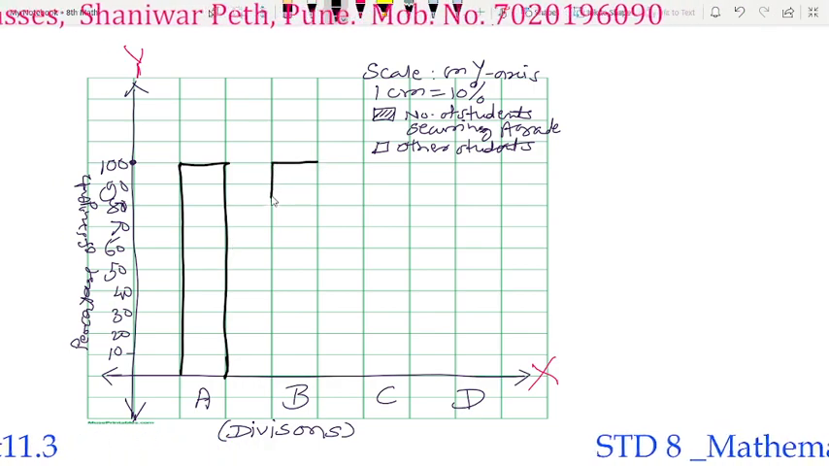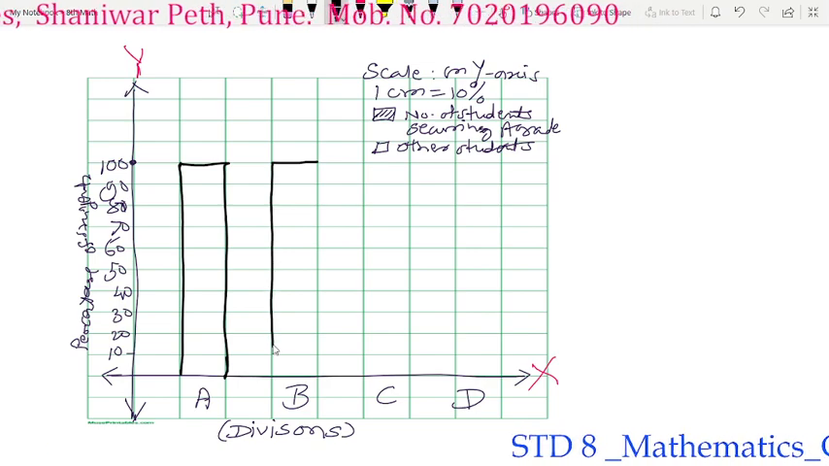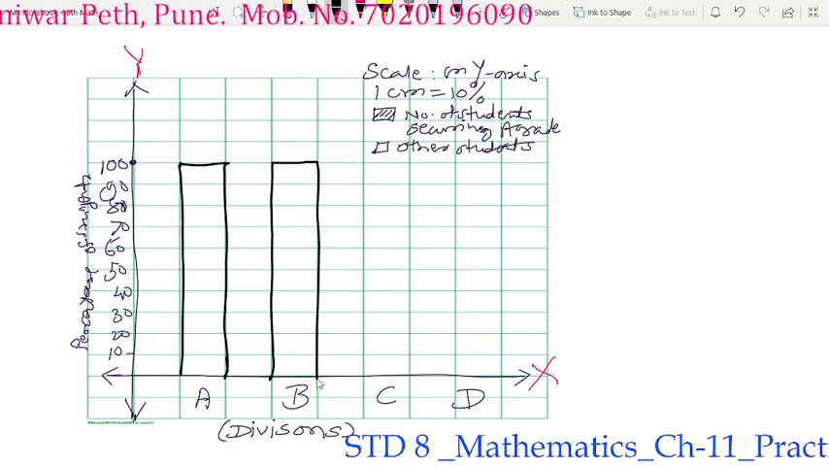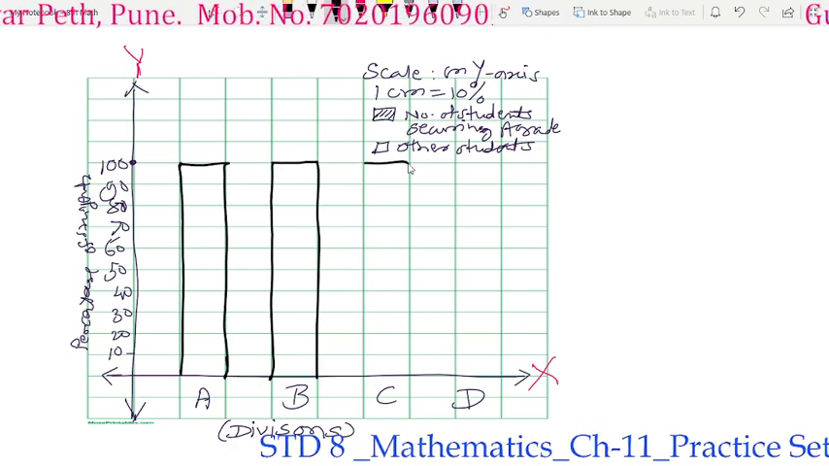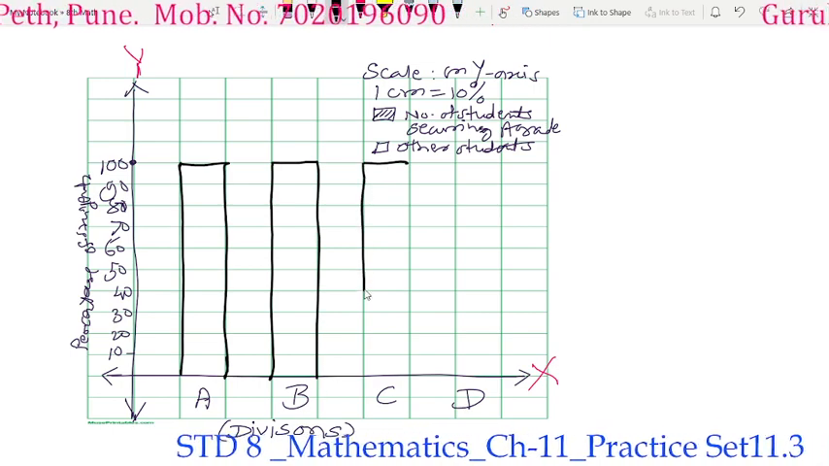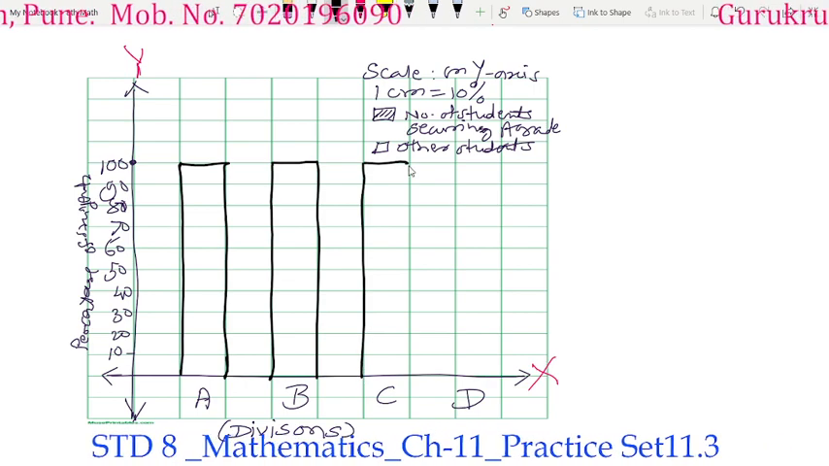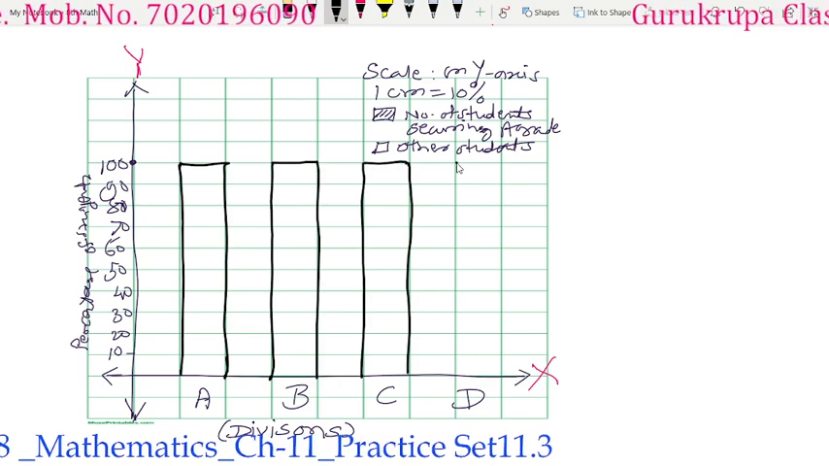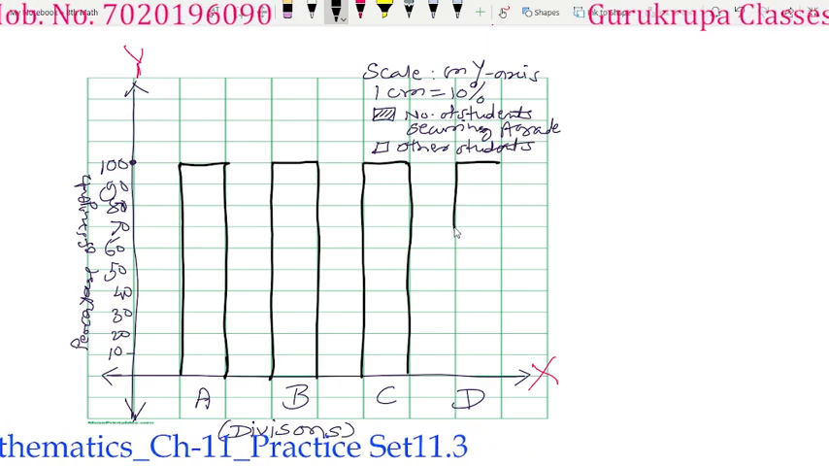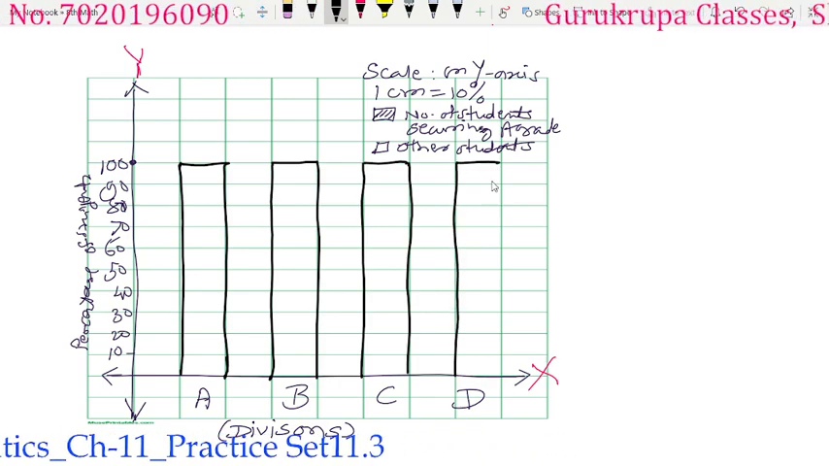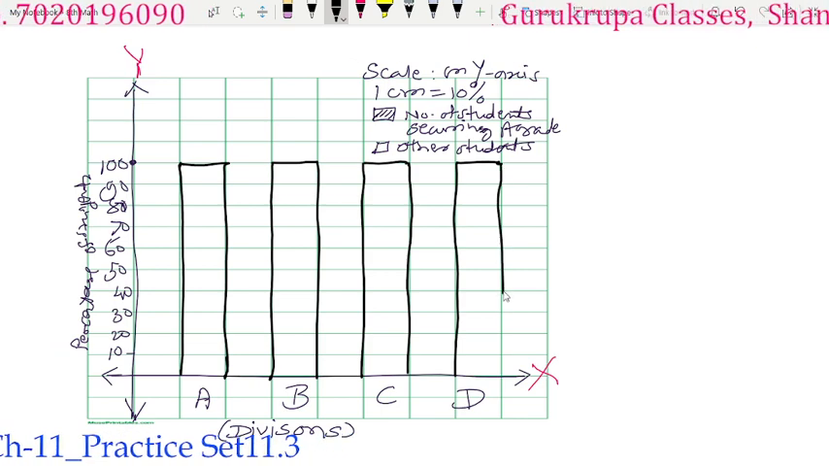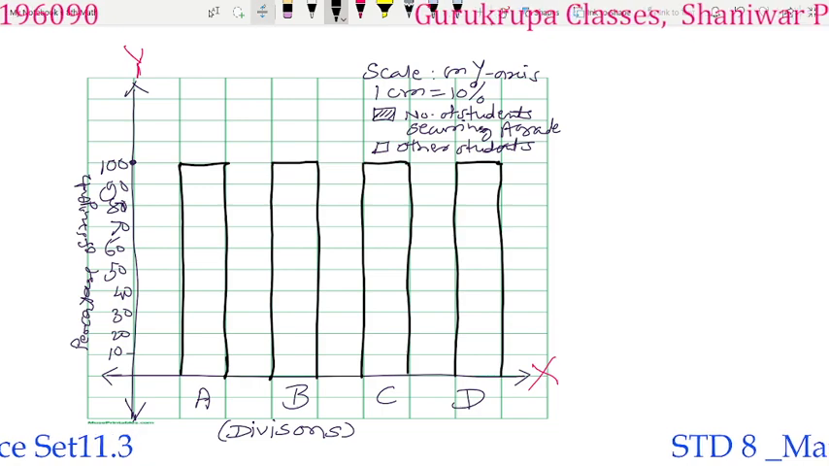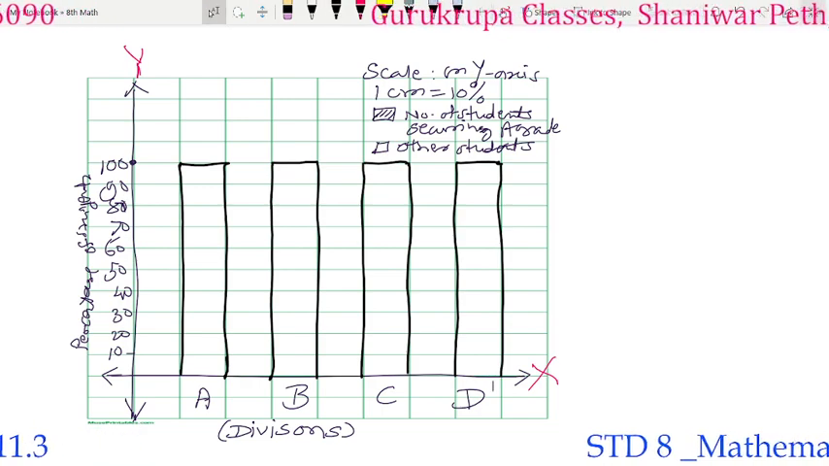So each bar should be height of 100 units, means 10 centimeter. So this is the feature of the percentage bar graph, that each bar is of equal height, it is 100 units, 10 centimeter. And we have taken 1 centimeter is equal to 10%.